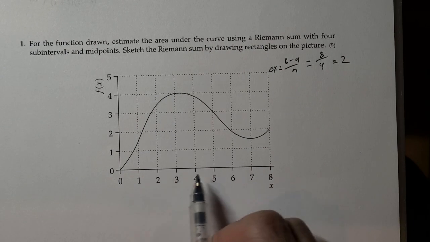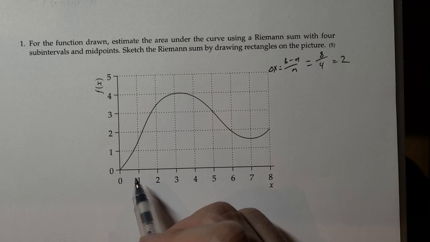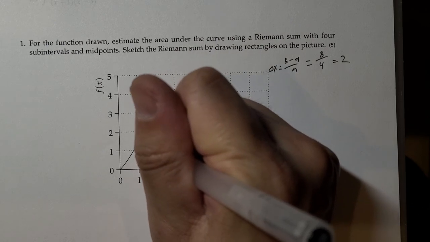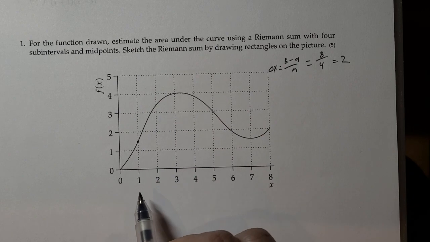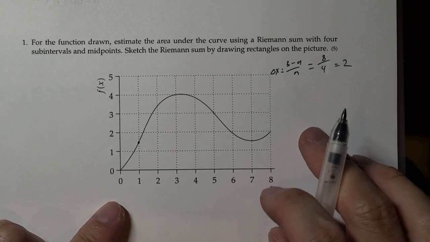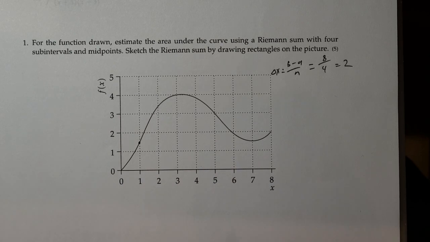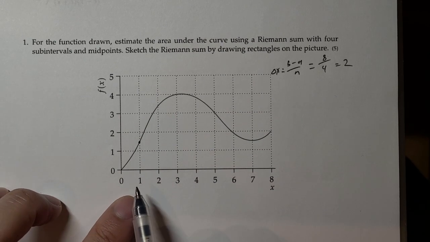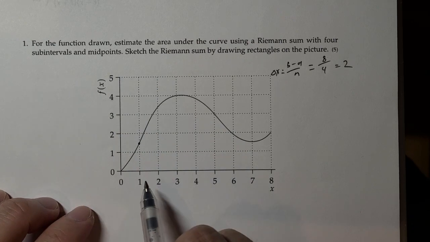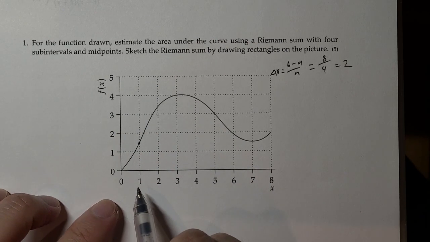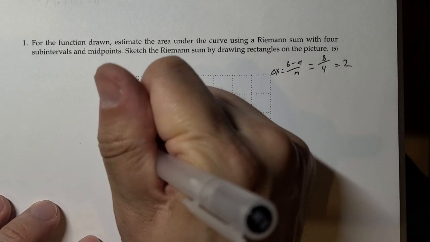Okay, and then we're using midpoints. We have an interval here, here, here, and here for our 4 rectangles. Within each interval, we're going to use a midpoint. That's what it asks. The midpoint in this interval would be 1. So we draw a rectangle like this.